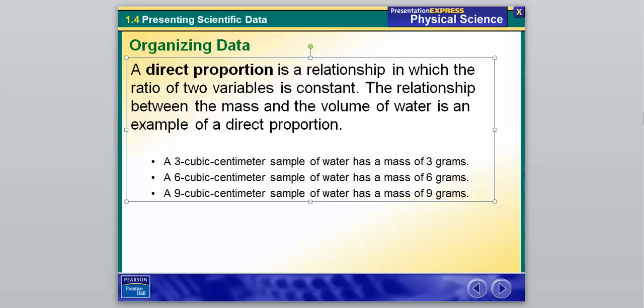So the example here, a 3 cubic centimeter sample of water has a mass of 3 grams. So direct proportion right there, 3, 3. And then if we keep going, a 6 cubic centimeter sample has a mass of 6 grams. Again, directly proportional to one another, 6 and 6, and it's the same with 9 and 9. So direct proportion is when the two things that we're measuring are directly related to one another, they stay constant. When one is 3, the other is 3. When one is 6, the other is 6. When one is 9, the other is 9. So that is how we map a direct proportion.